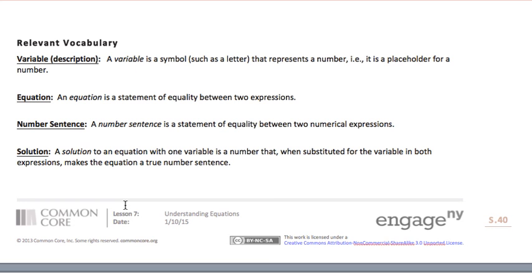Please review the relevant vocabulary. We have been looking at this vocabulary for a while, but it's very important that you review it. A variable is a symbol that represents a number. The equation is a statement of equality that has an equal sign. A number sentence is simply a statement of equality with just all numbers. And a solution to an equation with one variable is a number that makes the equation true.